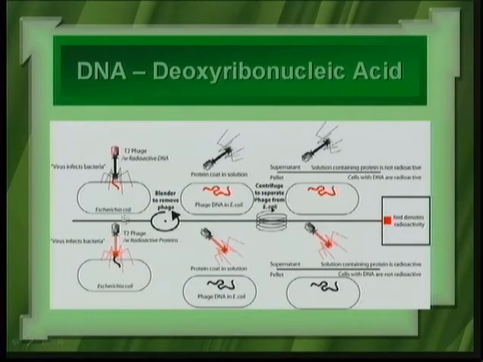They had a bunch of Escherichia coli, E. coli, which is a bacteria that comes from our gut. It's a part of our normal gut flora. And the virus they used was a phage virus, a T2 phage. So what does it do? It actually infects the bacterium.